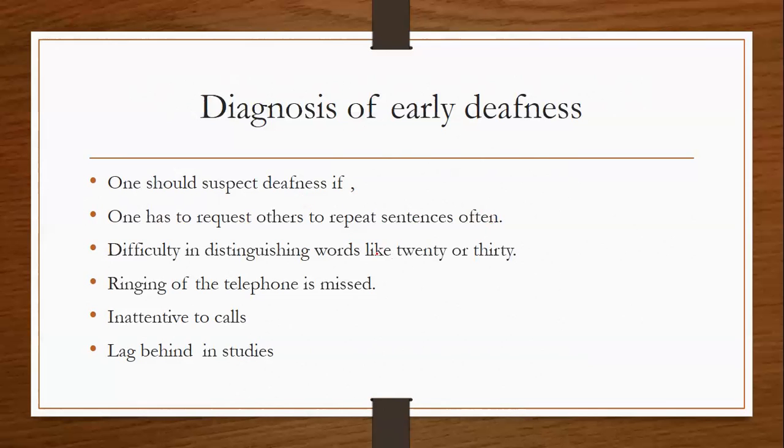Difficulty in distinguishing words like 20 or 30. They look similar when heard from a distance, so sometimes the patient may misunderstand 20 as 30. Then the ringing of the telephone is often missed. Sometimes the patient cannot attend the phone as it rings, and it can be noticed by another person. Then inattended calls. If someone calls this person, sometimes they cannot attend that call. Sometimes it may happen due to early deafness.